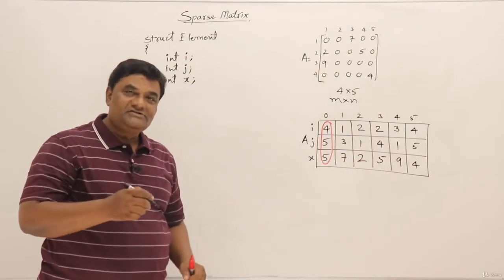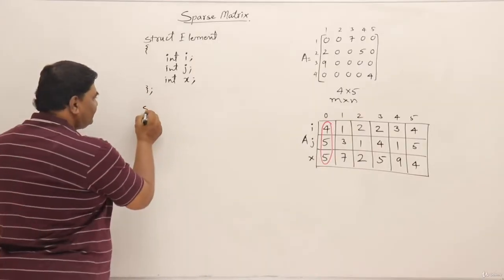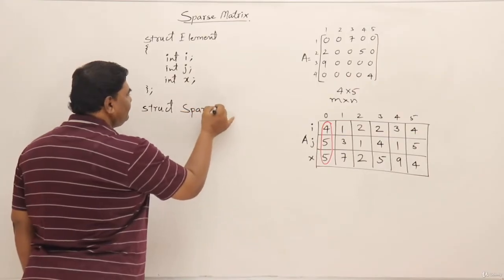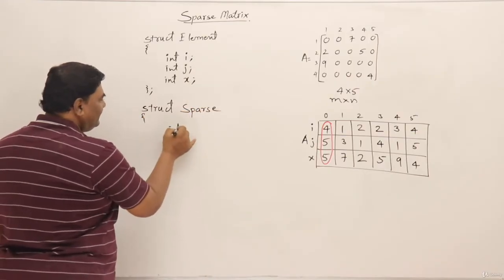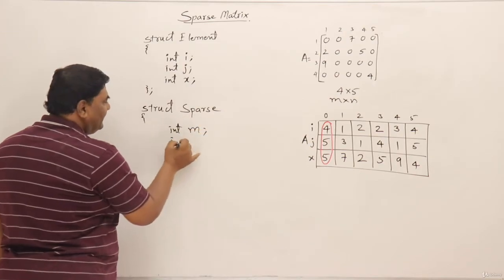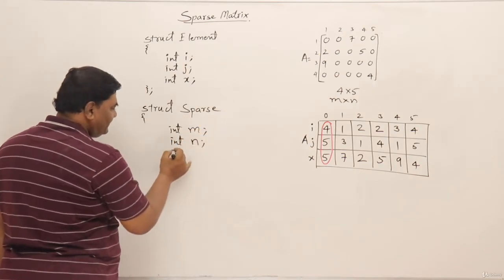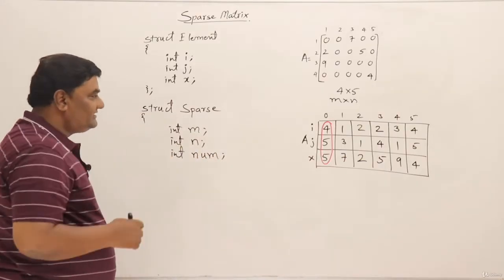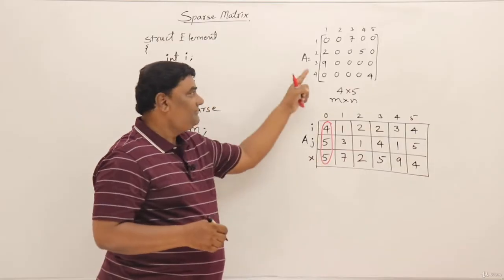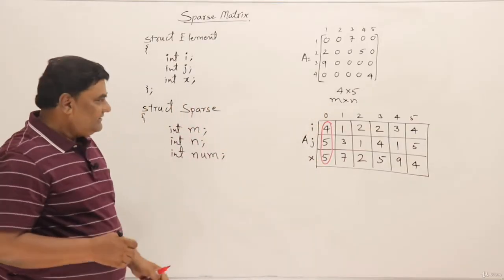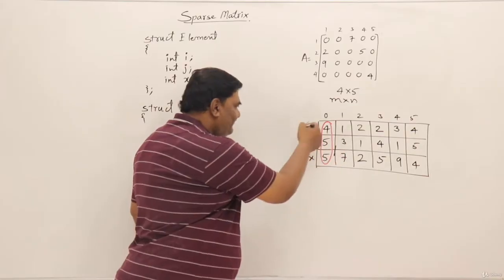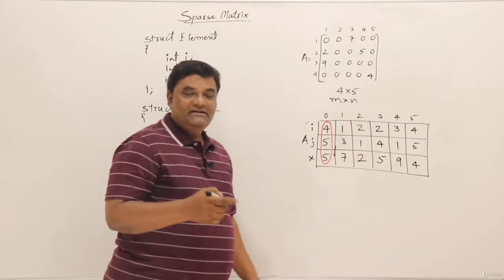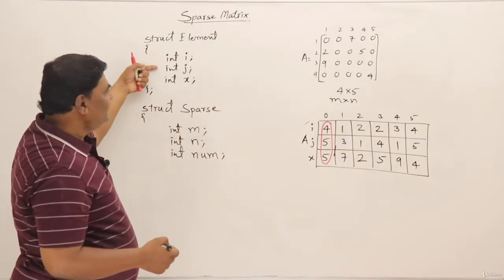So let us define a structure for sparse matrix. Struct sparse. This is having m for number of rows, n for number of columns. Let us call it as num for number of non-zero elements, that is this one. Total 5 non-zero elements are there. So these three things are defined here by these three variables. Then rest of the elements we can define as array of these elements.